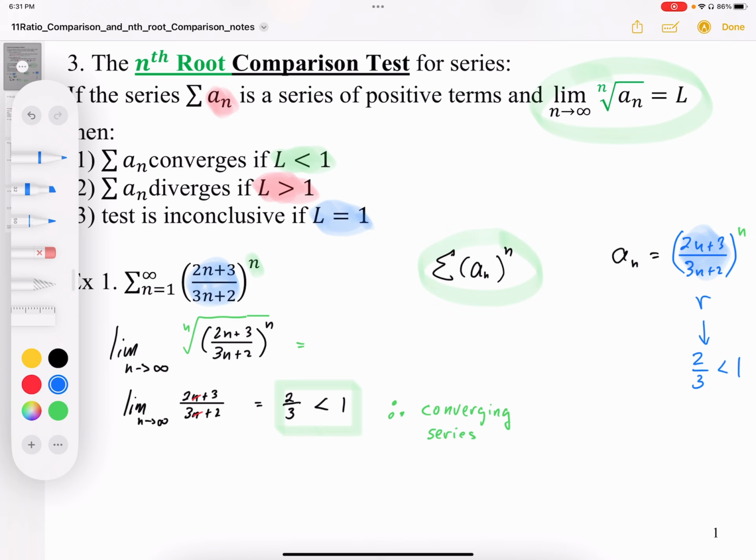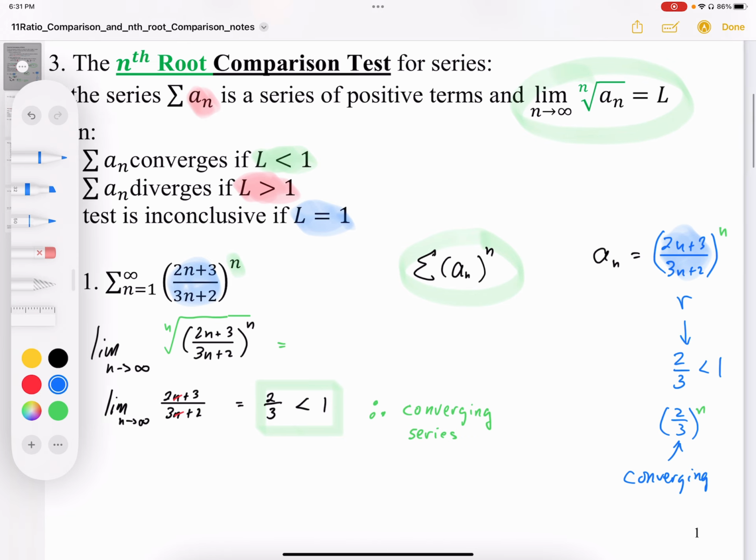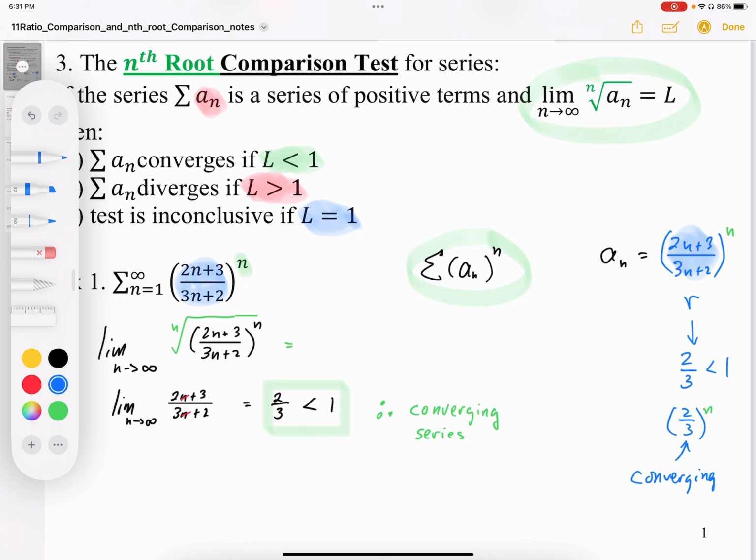which means we have an r value less than 1. And actually, I'm going to write the actual value in here. We know that if we had an infinite geometric series with an r value less than 1 like this, these are converging series, because this is really just an infinite geometric series.